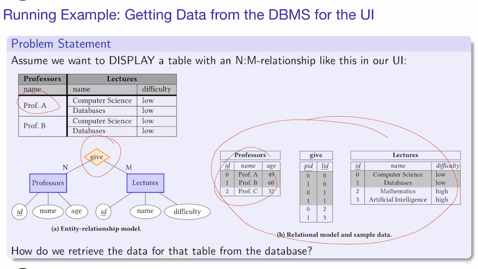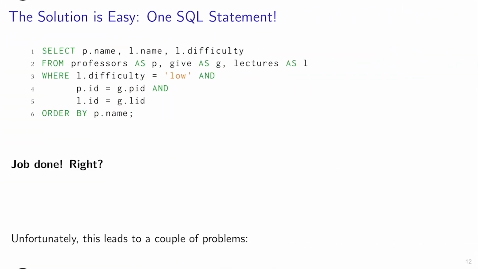So a couple of professors, a couple of lectures, and then the end-to-end through table or connecting table connecting professors with lectures. Now the question is, how do I even retrieve the data, and what can I do on the database side? So the solution to retrieve the data is this statement. This statement produces the results I just showed to you.